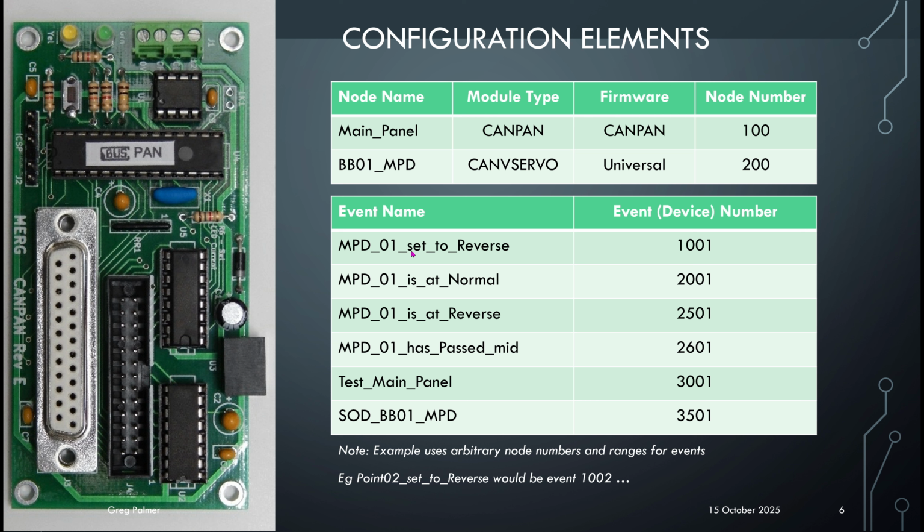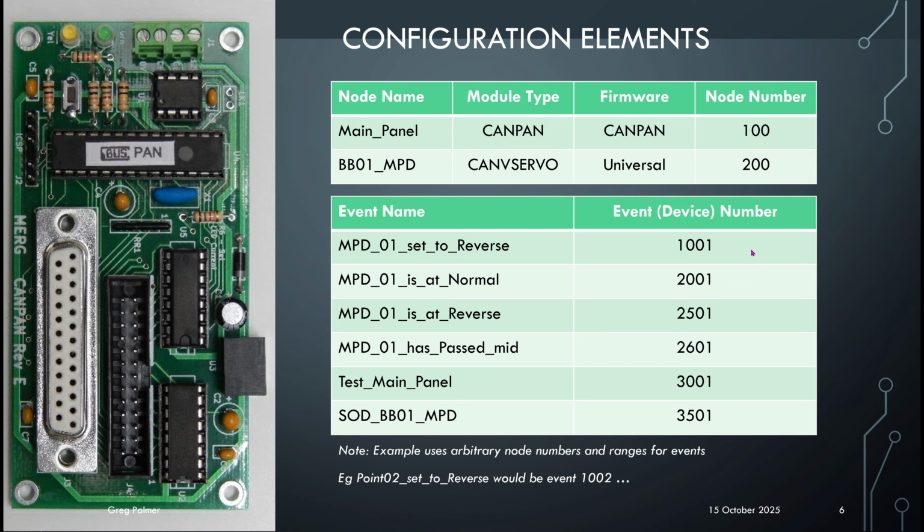The events we're going to use: we need an event to say move this point to reverse, and I'm going to call that MPD01 set to reverse. Could have said move to reverse. What's important is I'm distinguishing that this is the one doing the moving from the ones that are doing the feedback. Here we have a node, an event number of 1001. So I basically just went to 1000 and added the point number. For my feedback for normal position, I've gone 2001. Feedback for is it at the reverse position, 2500, and MPD has passed mid 2601.